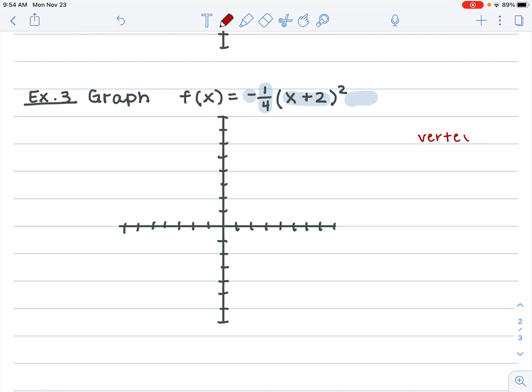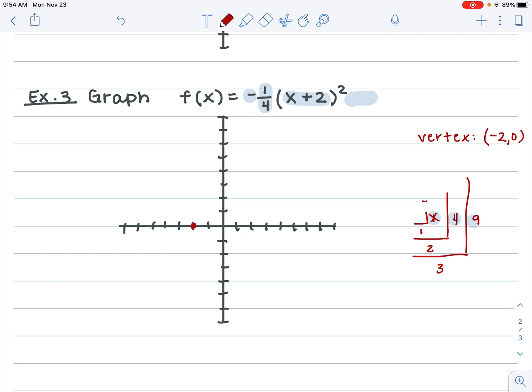So first off, I would figure out what my vertex is. It says x plus 2, so we're going to go to the left 2. There's no number at the very end signifying a vertical shift, so it'd be just 0. So my vertex is at negative 2, 0. So negative 2, 0, right here. From there, we're going to make my anatomy and figure out where we're going from that point. So over 1, up 1, over 2, up 4, over 3, up 9.